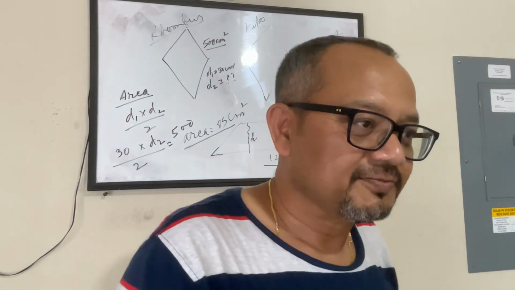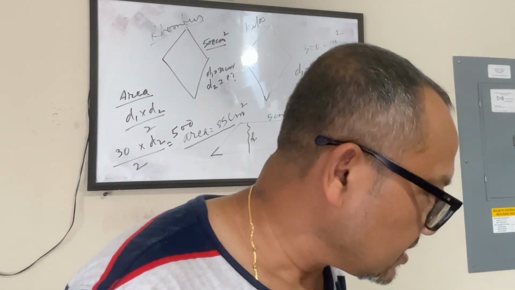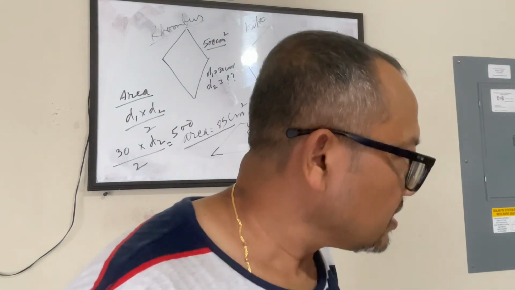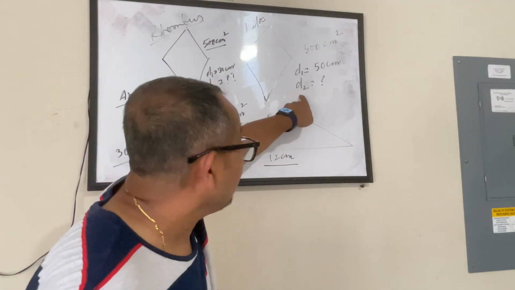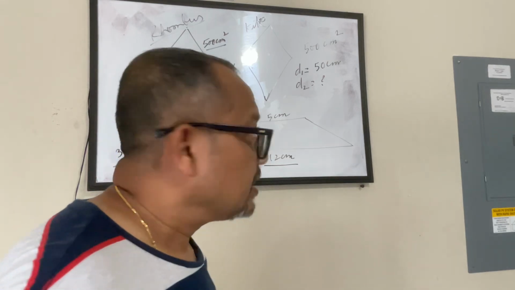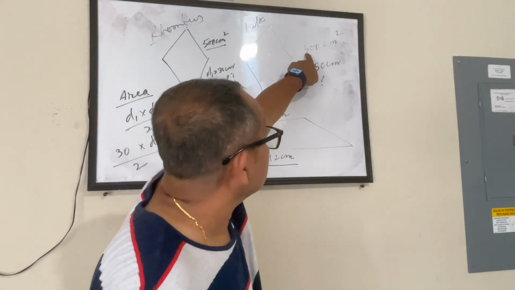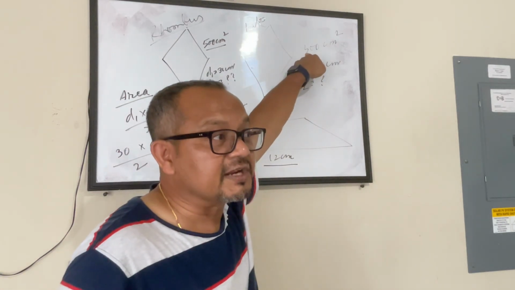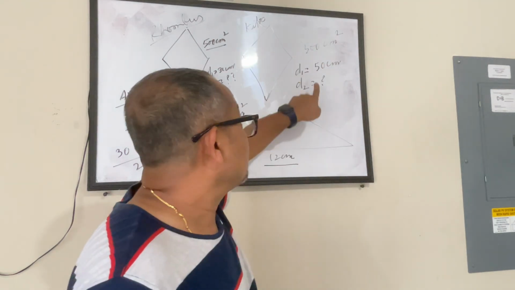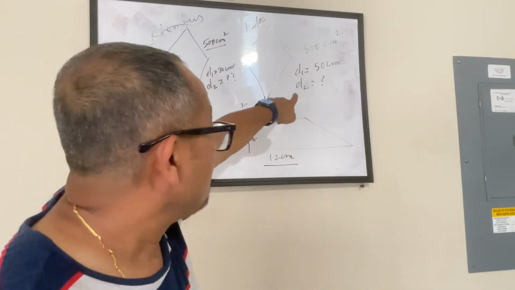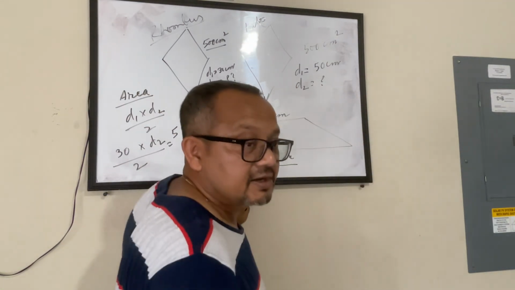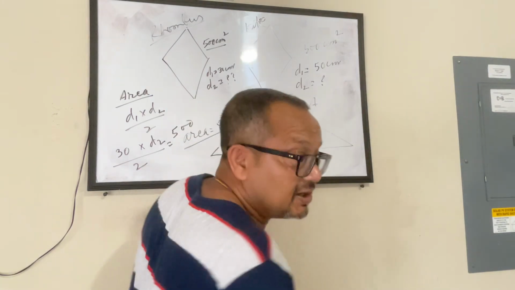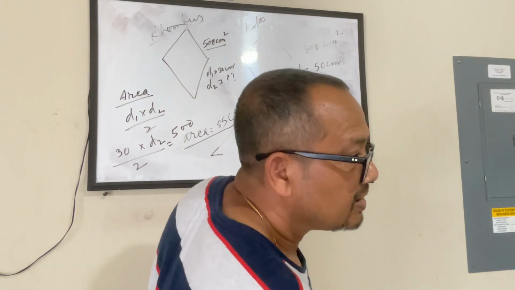Yes, Myra. For the second diagonal for the kite, I got 2.5 centimeters. No. What was the area you had considered? Area is 500 centimeters square. One of the diagonals is 50 centimeters. The second diagonal is not known. What is the area for the kite? The area of the kite is 500 centimeters square.